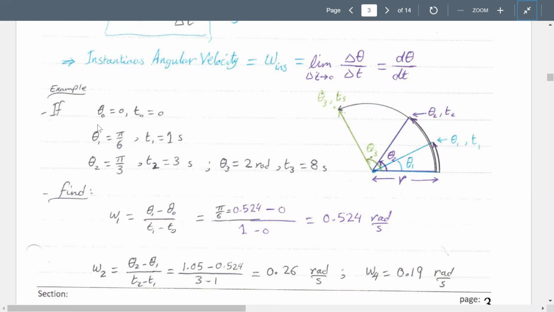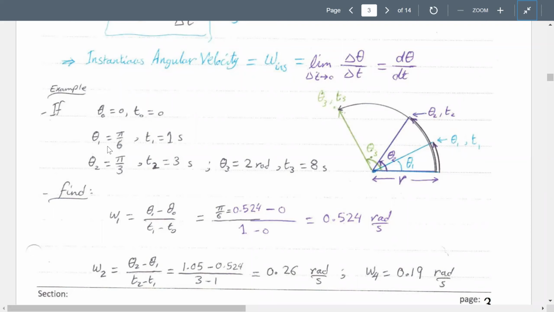Okay, if we have theta 0, theta 1, theta 2, we have 3 positions and we have 3 times. The object maybe is a car rotating around a circle, or an object just rotating, or a planet rotating around the sun, or something like that. We have theta 0 at t0 equal to 0. It is here at the positive x-axis. There's no need to draw the xy plane now. We need just to know the theta and the radius. This is our coordinate system now.